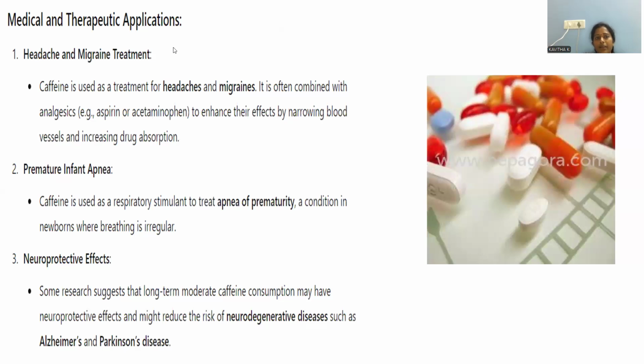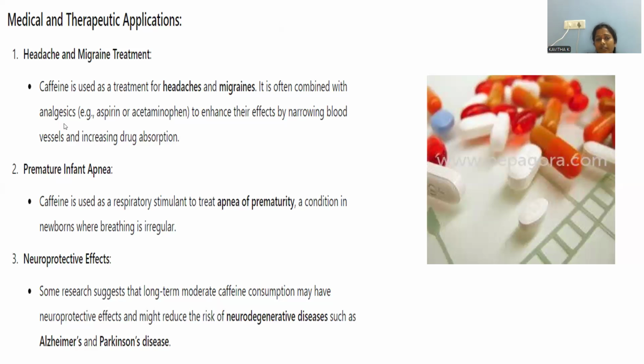Medical and therapeutic applications: headache and migraine treatment. The people who are suffering with headache and migraine, if they consume chocolate or coffee or tea, it will give a positive effect and a relaxation tendency, so that we immediately move away from that headache and migraine. So caffeine is used in the treatment of headaches and migraines. It is often combined with analgesics.